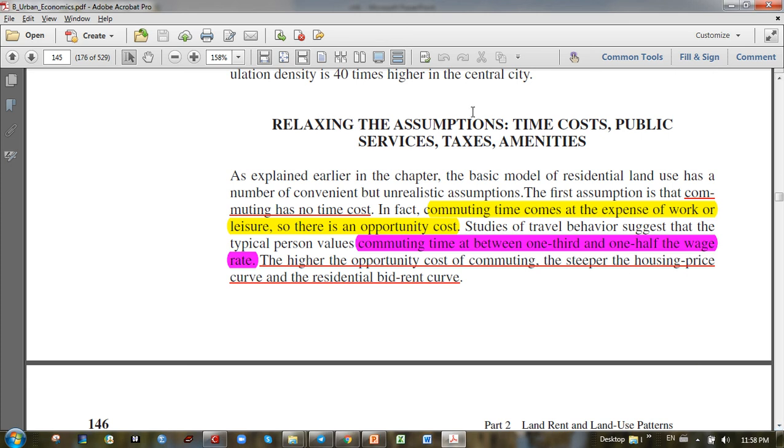Relax the assumption: time cost, public service, taxes and amenities. Before, we assumed that something is fixed, something does not change. But now, in reality, something never stays the same for a long time. That's why this is reality.